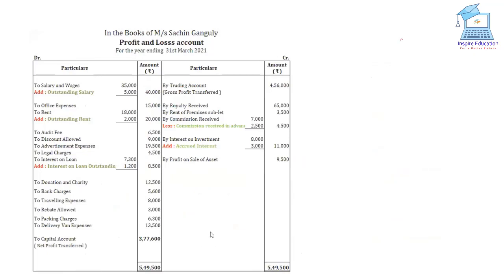So moving ahead, this is the profit and loss account. See, in the exam, you will write the heading like this: In the books of, which will be given in the question. If it is given, otherwise you will write dots like this. Profit and loss account for the year ending. Don't write as on. In the profit and loss account, we write for the year ending, ending on as per the question.